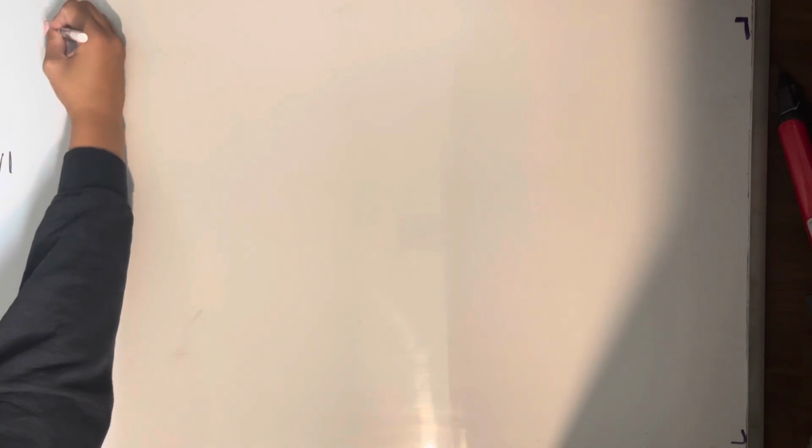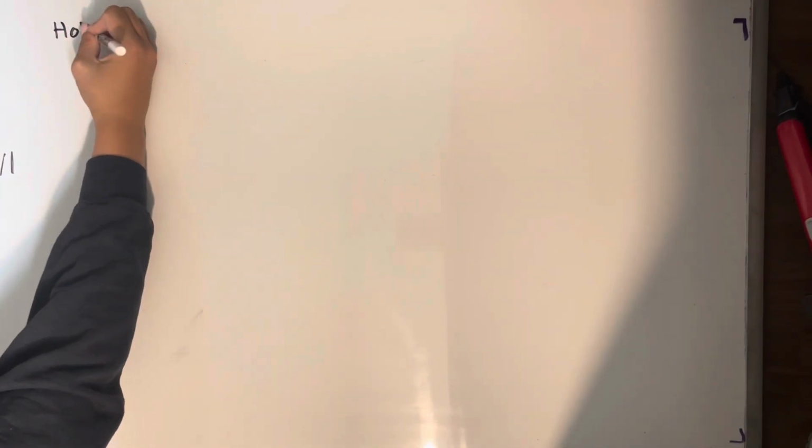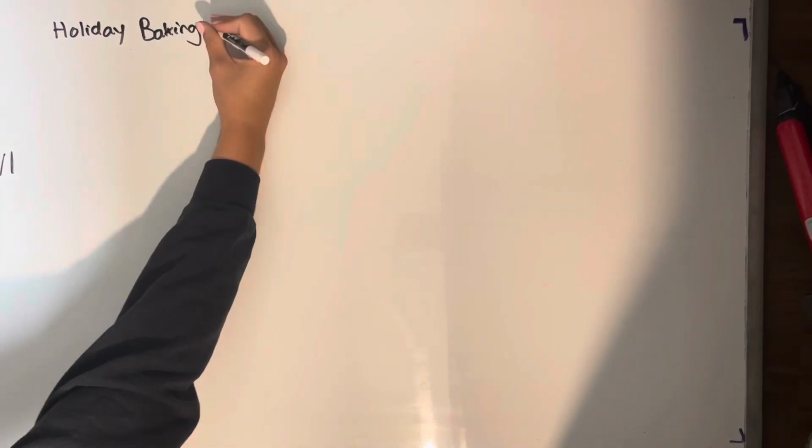Hi guys, it's Lindsay and I am here to try and explain allocation with multiple rates. So let's say we had this holiday baking company that has all these overhead costs and they want to figure out how to allocate to each department and for each product.